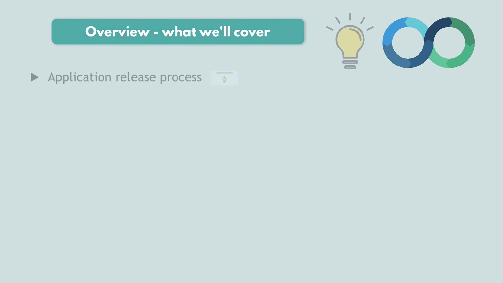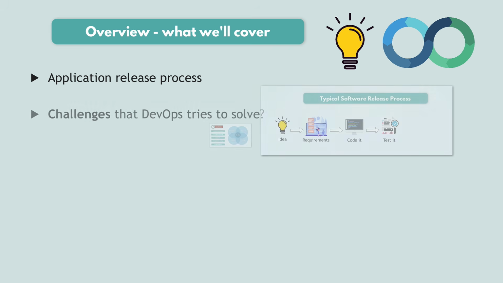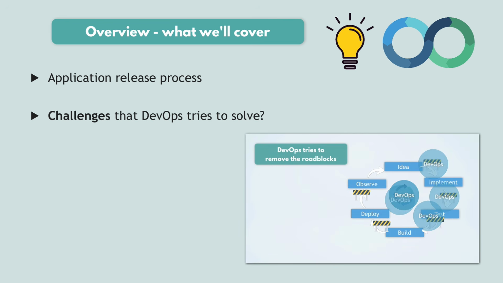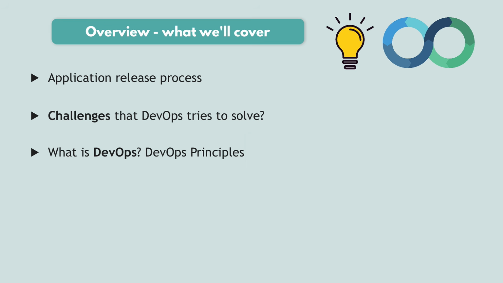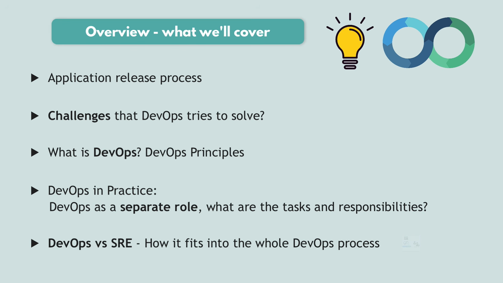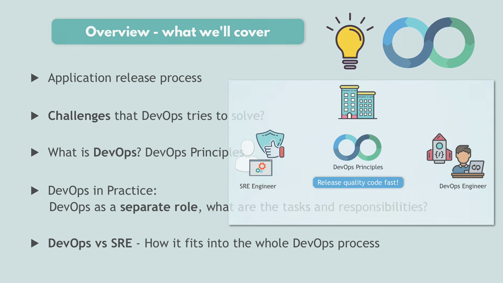First, we will see why DevOps is even needed in the application release process and what the challenges in this process are that DevOps solves. Of course, we will talk about what the DevOps concept actually is. We will also see DevOps as a separate role and how it evolved, as well as the tasks and responsibilities of a DevOps engineer. And finally, we will briefly talk about SRE and how SRE fits in the whole DevOps process.